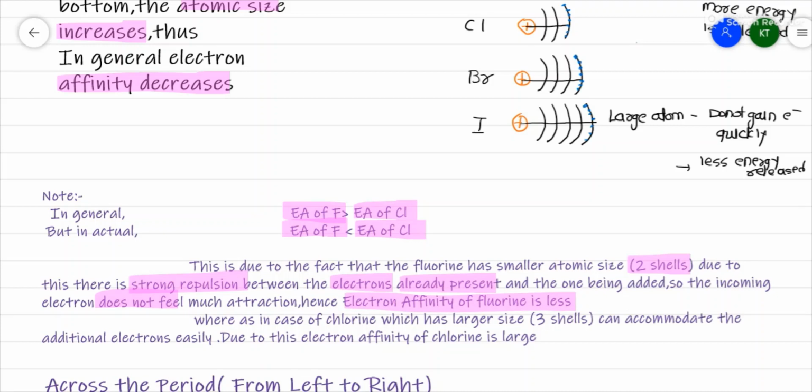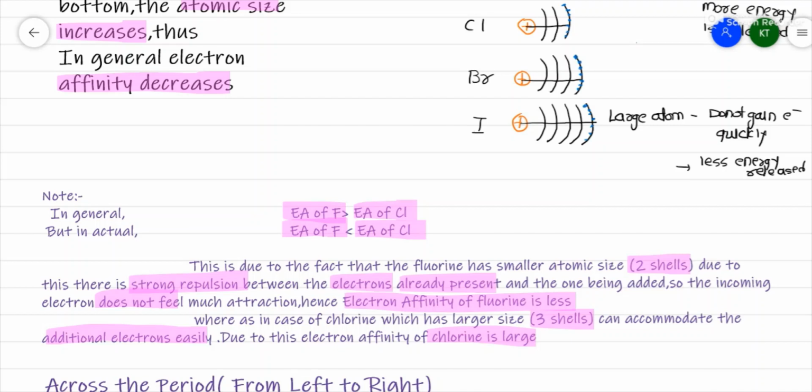But when you take the case of chlorine, it's not that the quarrel or repulsion is not taking place, but chlorine has a larger size. That means it has 3 shells. So the quarrel is there, but it can readily accept an electron. It can accommodate that additional electron very easily. Due to this, a large amount of energy is released when chlorine gains an electron. That's why the electron affinity of chlorine is more than that of fluorine.